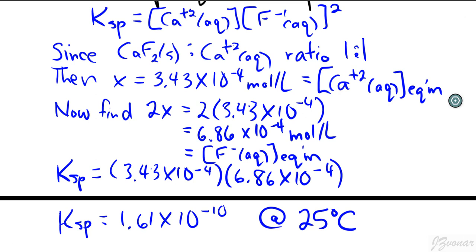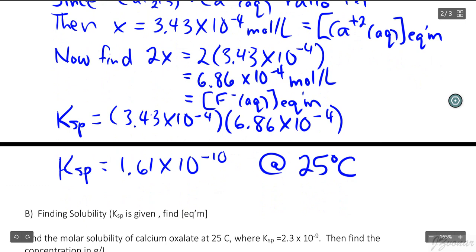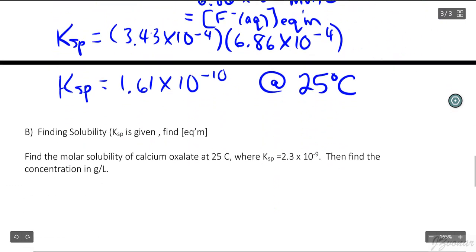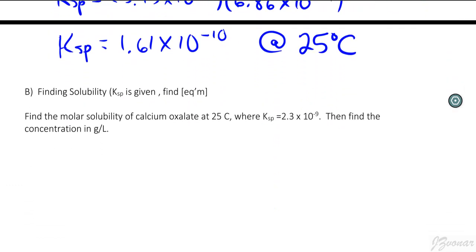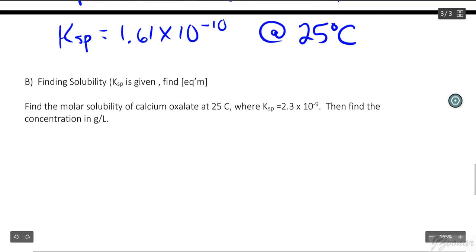All right, so we do have to recall some of our grade 11 formulas in order to calculate and have some of the information that we need at the onset. All right, so let's take a look at the next example. This time we're doing the reverse. We're going to be given the Ksp value, and our job is going to be to find equilibrium concentrations. We're finding the solubility.